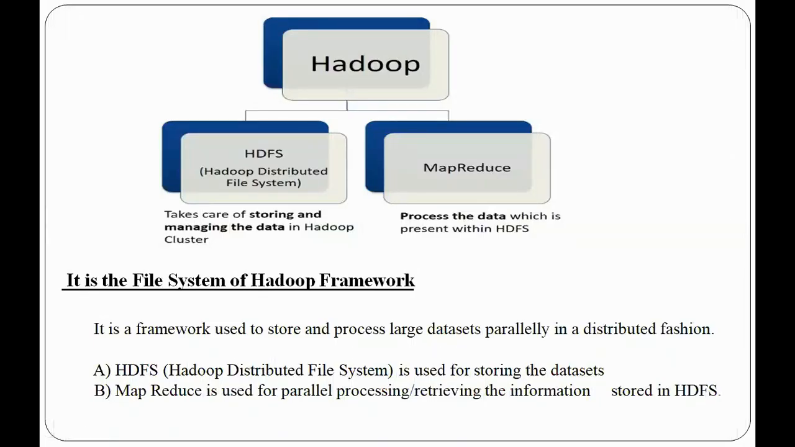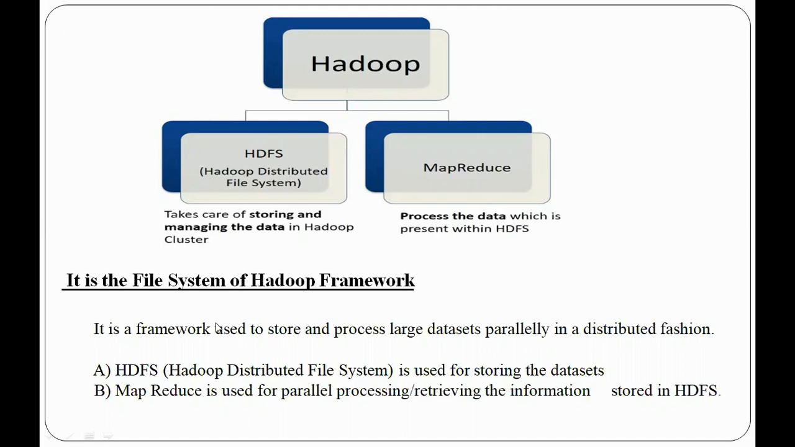First let us see what is HDFS. HDFS stands for Hadoop Distributed File System. It is a file system of Hadoop framework. That is, Hadoop framework is having two parts, that is HDFS and MapReduce. HDFS takes care of storing and managing the data in Hadoop cluster, and MapReduce part process the data which is present within HDFS.